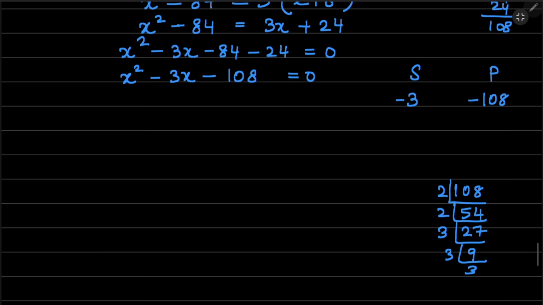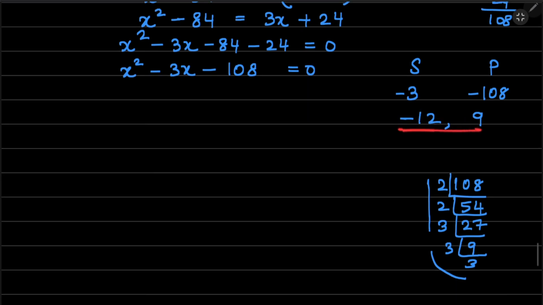Now see which combination will give us a sum of 3. So if you take 3 2s are 6, 6 2s are 12, and then 3 3s are 9. So 12, and 9. So the difference is 3. If I put a negative sign to 12, what is minus 12 plus 9? What will be the sum? It will be minus 3. If I multiply minus 12 multiplied by 9, I'll get a minus 108.